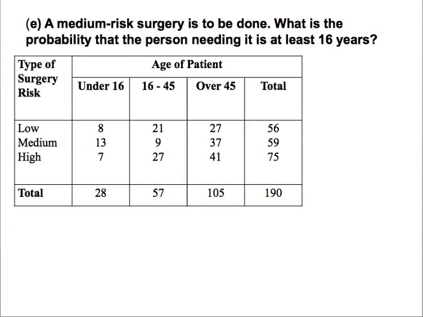A medium risk surgery is to be done. What is the probability the patient needing it is at least 16 years? So again, this is conditional. We're told that a medium risk surgery is to be done. Okay, so that's a given. And we want to find the probability that the patient is at least 16 years.